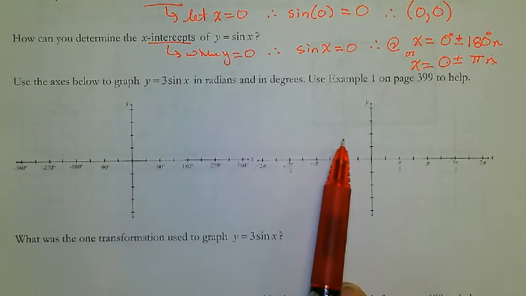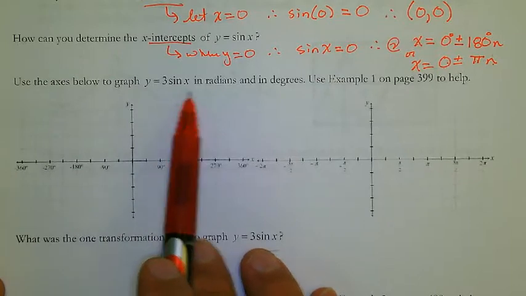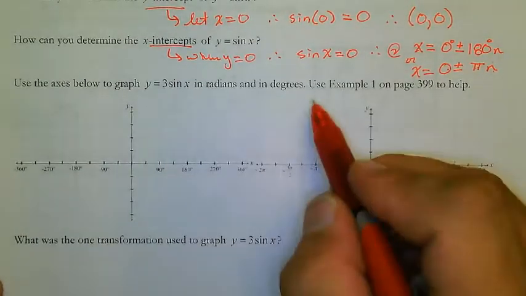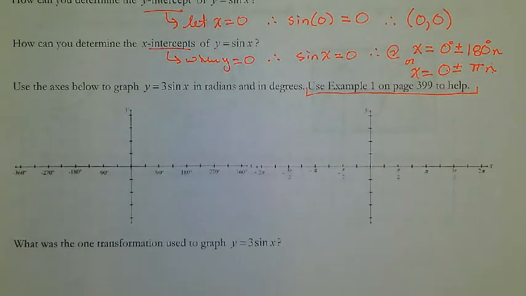Okay, let's look at this one. All right, let's look at this situation. We want to graph y equals 3 sine of x in radians and in degrees, and it says that you can use example 1 on page 399 to help.